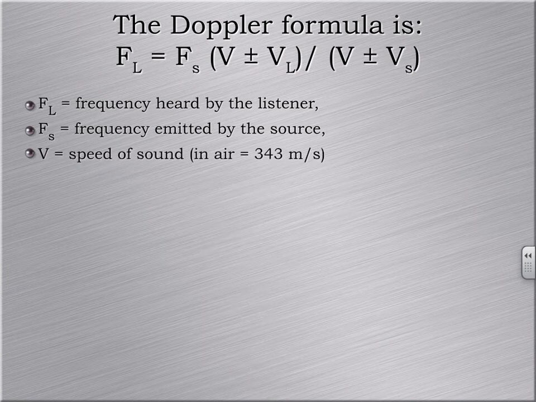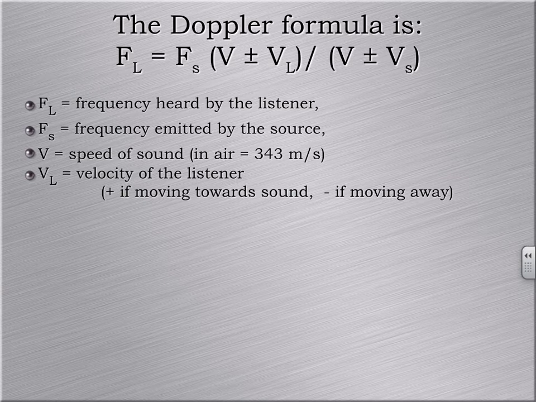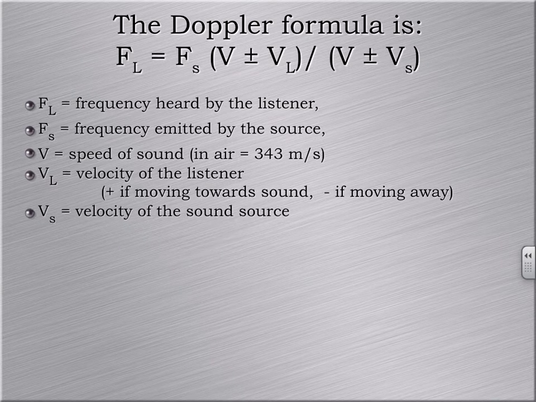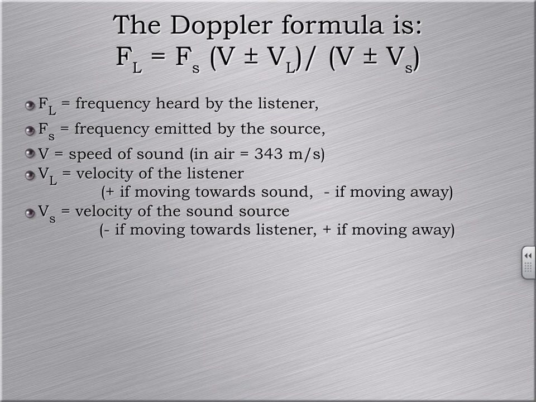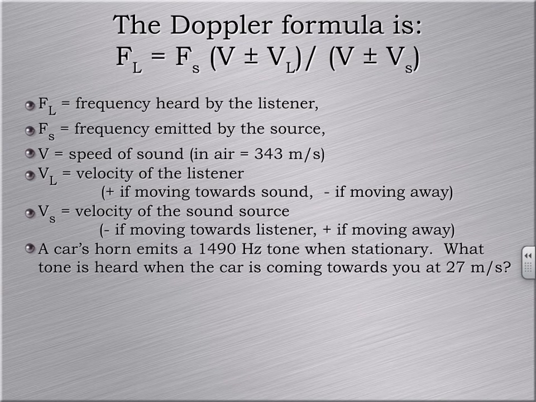So FL stands for the frequency heard by the listener. FS is the frequency emitted by the source. The V's are just the speed of whatever you're using. Most of the time that's sound, so that would be 343. VL is the velocity of the listener, and VS is the velocity of the sound source. So if both the listener and the source are moving, you need to plug in both of these. But most of the time, one of you is moving and not the other, so you have to figure out which one that is.